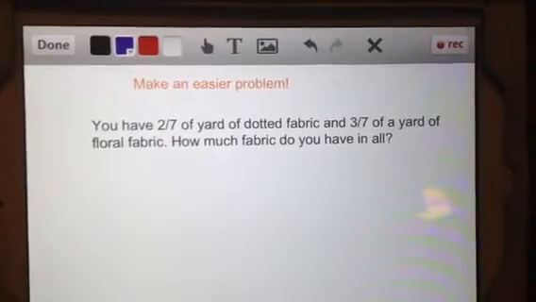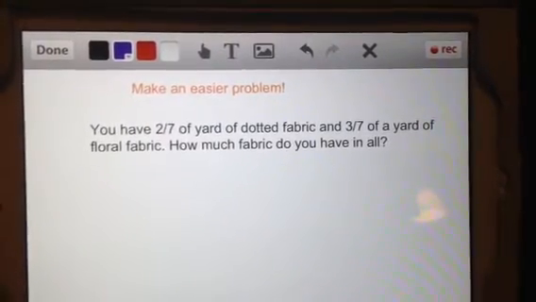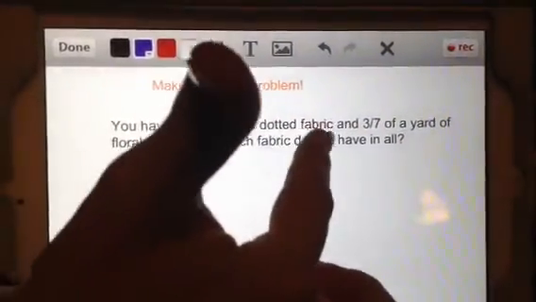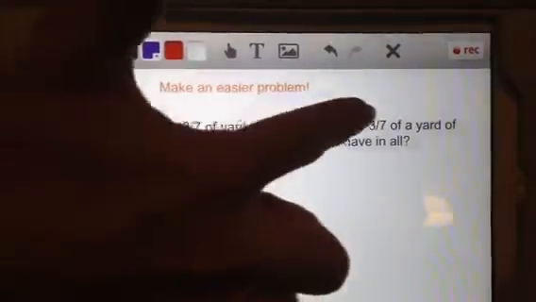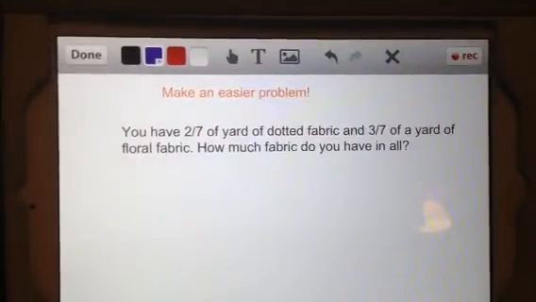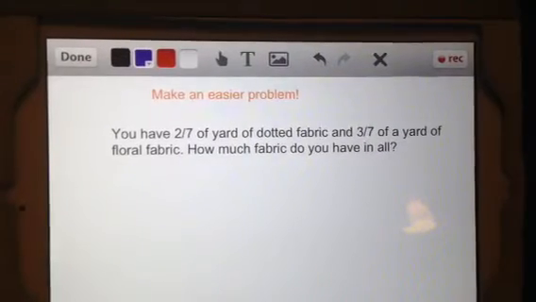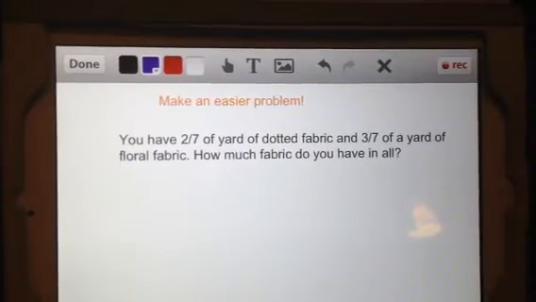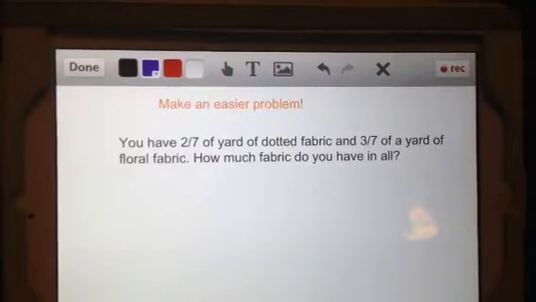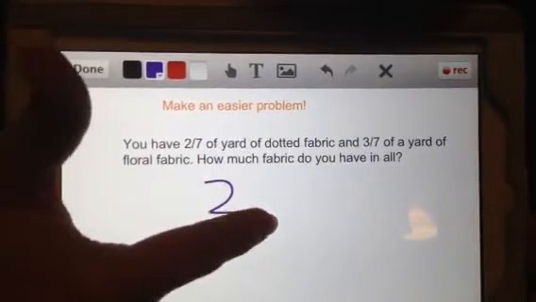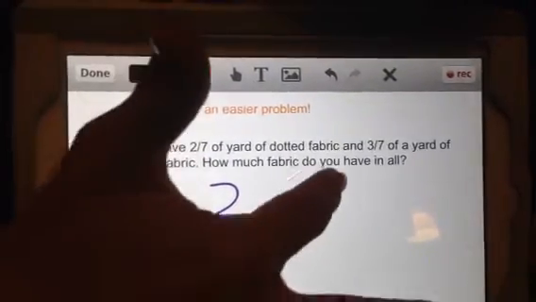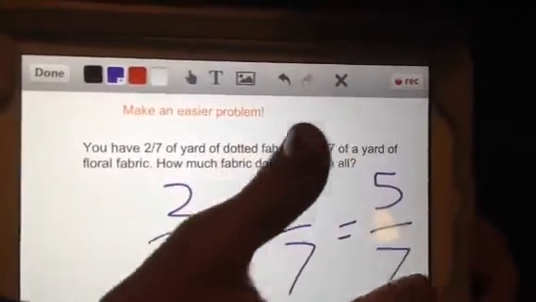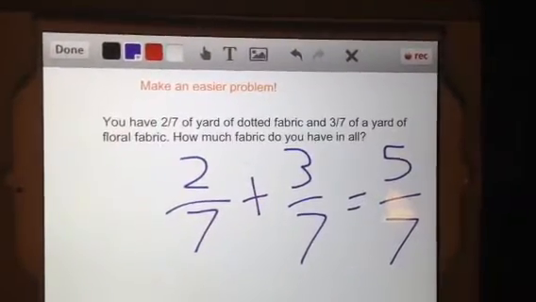You have 2/7 of a yard of dotted fabric and 3/7 of a yard of floral fabric. How much fabric do you have in all? Well, you know that this over here means add, but you might not know what to do with those fractions. So imagine if it has a whole number. You have 2 yards of dotted fabric and you have 3 yards of the floral fabric. What would you do to figure out how much you have in all? You'd add it. So you would say 2/7, I'm doing this upside down, so forgive me, plus 3/7, and as you know, that's just going to be 5/7. So once you realize what to do, the doing part is easy.